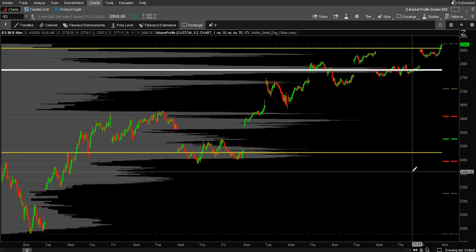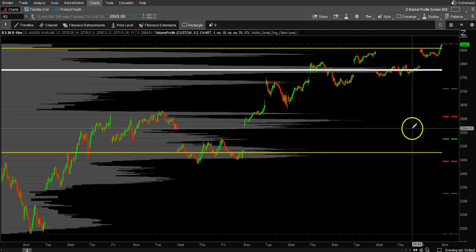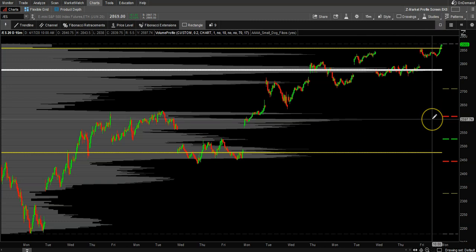A great chart to have up for the bigger picture if you're more of a swing trader, or longer term day trader, or even long term, like, where would the major support be if we started to fall over the next couple of days type of trader.